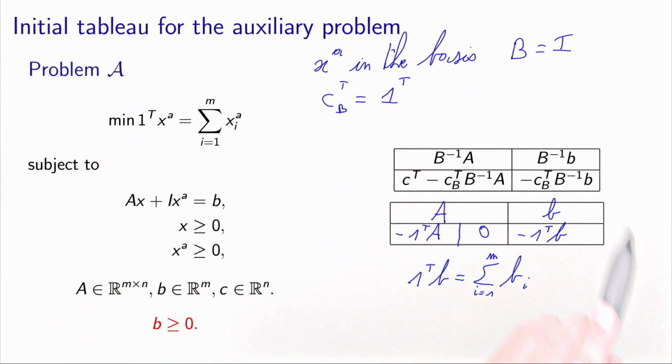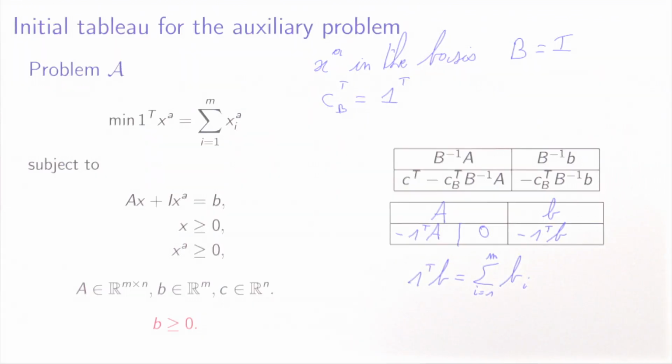Therefore, we see that the initial tableau for the auxiliary problem is easy to obtain. We copy the matrix A in the top left, we copy the vector B in the top right. For the reduced cost, we put all the reduced costs for the auxiliary variables to 0 because they are in the basis. And the reduced cost for the non-basic variables, so for the variables from the original problem, is equal to minus 1 transpose A. So it's basically the sum of all the entries of A corresponding to each column, with the sign changed. Similarly for the last part here.